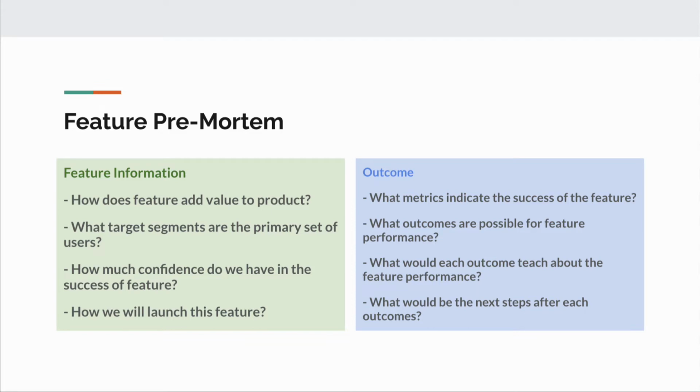The feature information will help us answer these questions: how does the feature add value to the product, what target segment or primary set of users, how much confidence do we have in the success of this feature, and how will we launch it. The outcome: what metrics or KPIs indicate the success of this feature, what outcomes are possible for feature performance, what would each outcome teach about the feature performance, and what would be our next step, our next strategy, after each outcome.